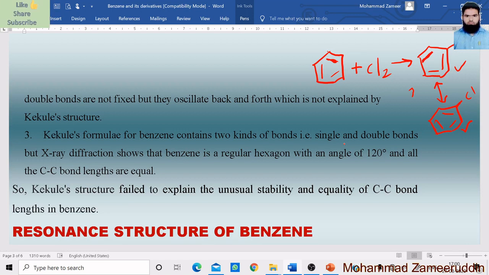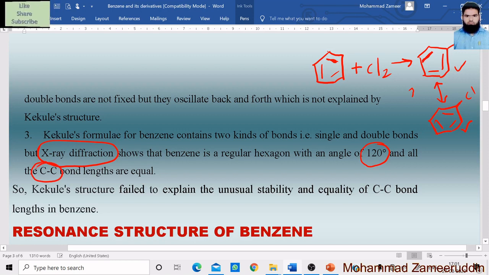But actually, when we see the structure of benzene by X-ray diffraction, which is a technique of analysis, then we come to know that the angle of each bond is 120 degrees. And second thing, the lengths of all C-C bonds are equal, whereas the length of a single bond is not equal to the length of a double bond. Double bond का जो लेंथ है और सिंगल बॉन्ड का जो लेंथ है वो दोनों इक्वल नहीं रहते, दोनों का जो लेंथ है वो डिफरेंट वैरी होता है.